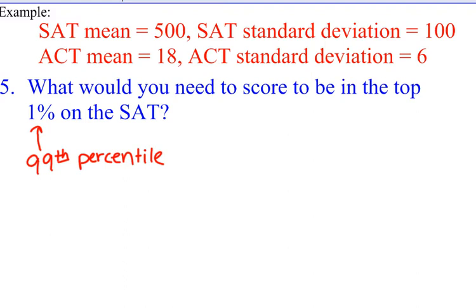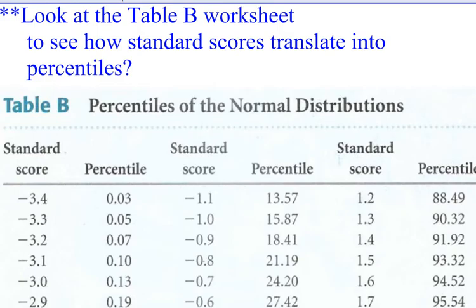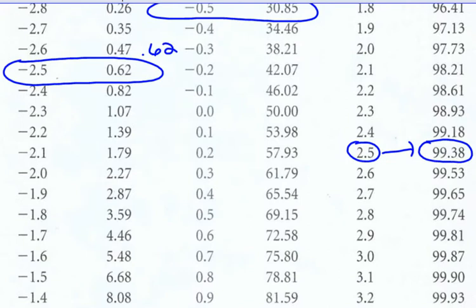Okay, 99th percentile. If I'm trying to calculate that, I'm going to have to look for the z-score. So I'm going to go to my table B and find that z-score. The 99th percentile. So let's look. I don't see it on this one. Go down. 99th percentile. All right, here. I don't have an exact 99. I've got 99.18 and 98.93.